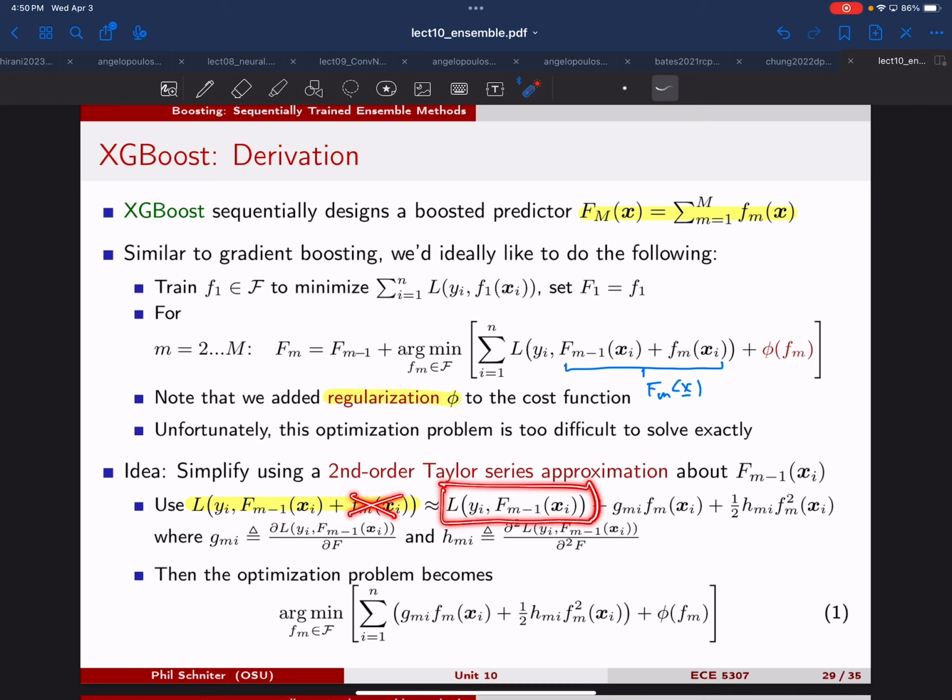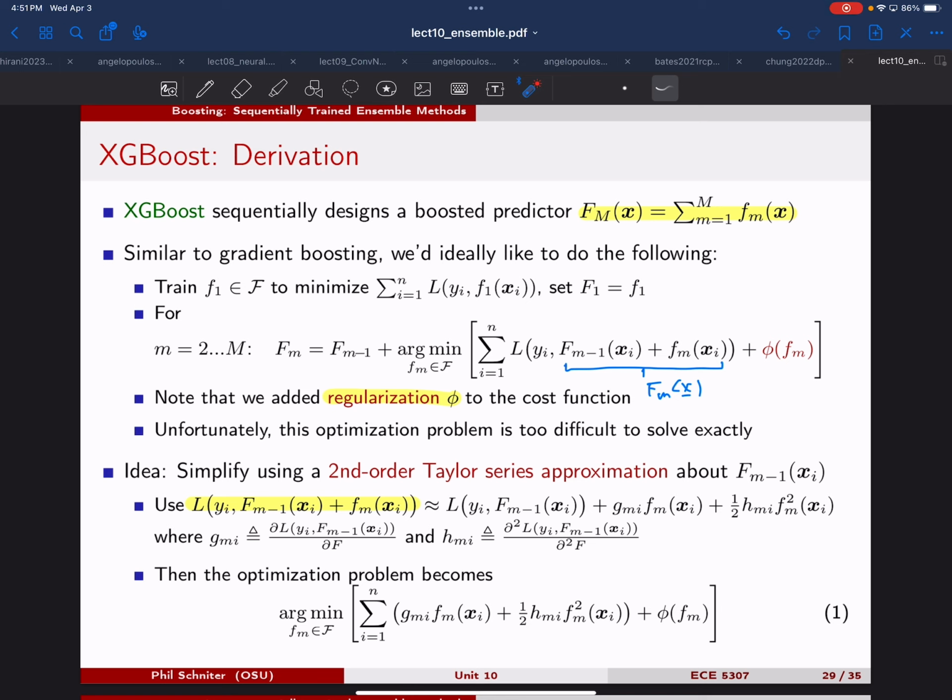So that means that the zeroth order term looks like this. It ignores this part, the perturbation. Then the first order term is the deviation times the gradient. So here g_mi is the gradient of our loss at this previous stage and at sample i. And then here we have the second order part. So this is the quadratic term times the second derivative h_mi. So here's the second derivative of the loss with respect to that second term.